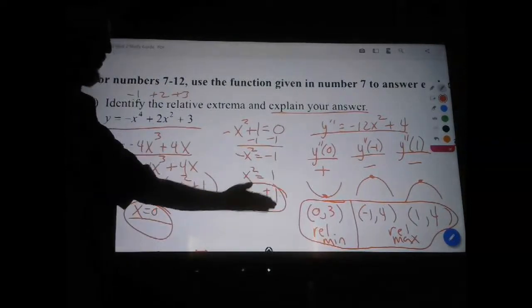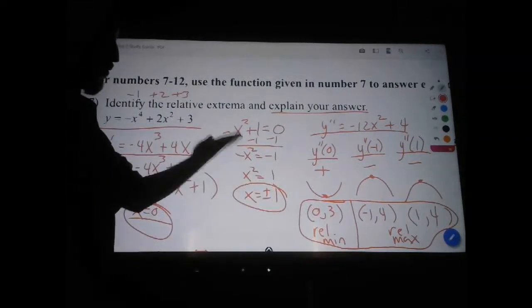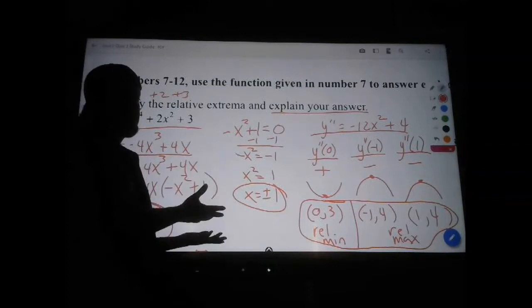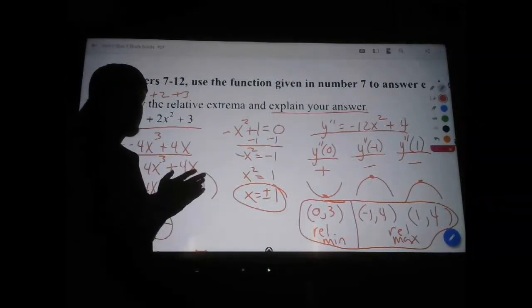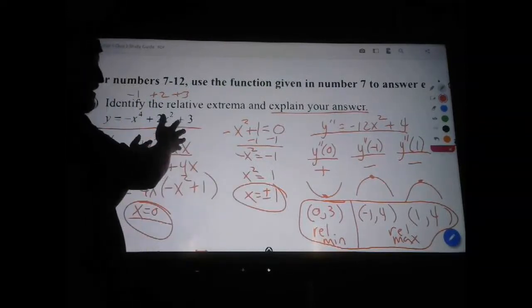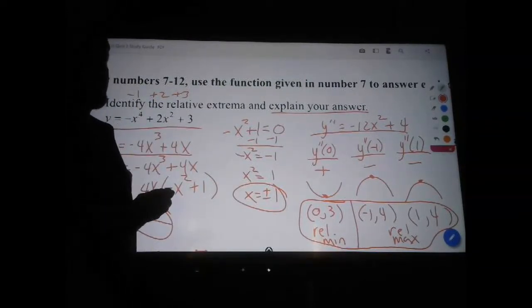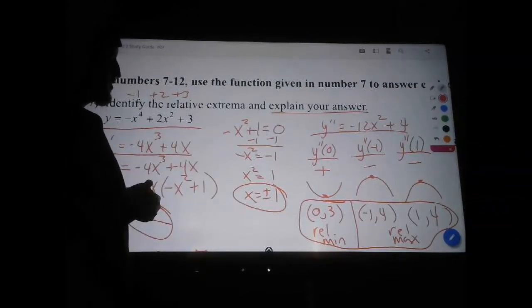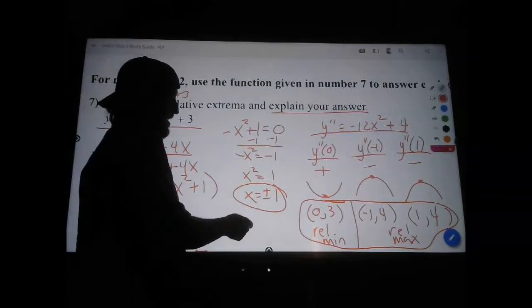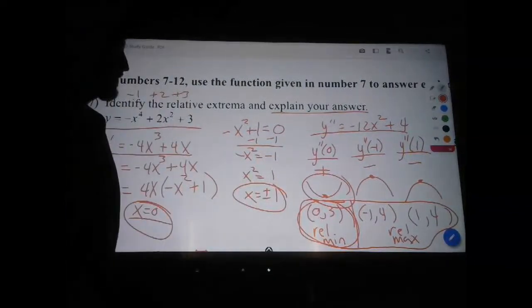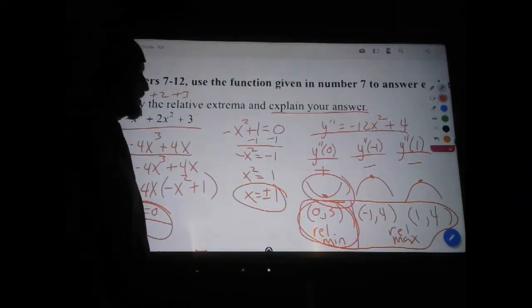Okay, so we have 2 points where there's a relative max, 1 point where there's a relative min. Now, I still haven't explained my reasoning. Since I used the second derivative test, my explanation is going to go one way. If I wanted to go back to the other one, I could show you how to explain that as well. But for now, let's focus on this one. So here's what I would say for this one. This one is a relative minimum because f double prime is positive at that point.